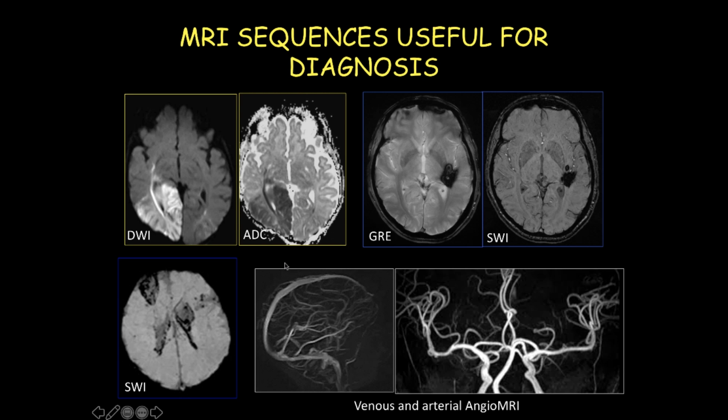Last but not least, these two important angio-MRIs. At first, we can see a 3D reconstruction of a venous MRI, and in the second, we can see the circle of Willis. Therefore, we're talking about an arterial evaluation of the circle of Willis and the main arteries that depart from this circle. This is the protocol that is very useful for the diagnosis of stroke.